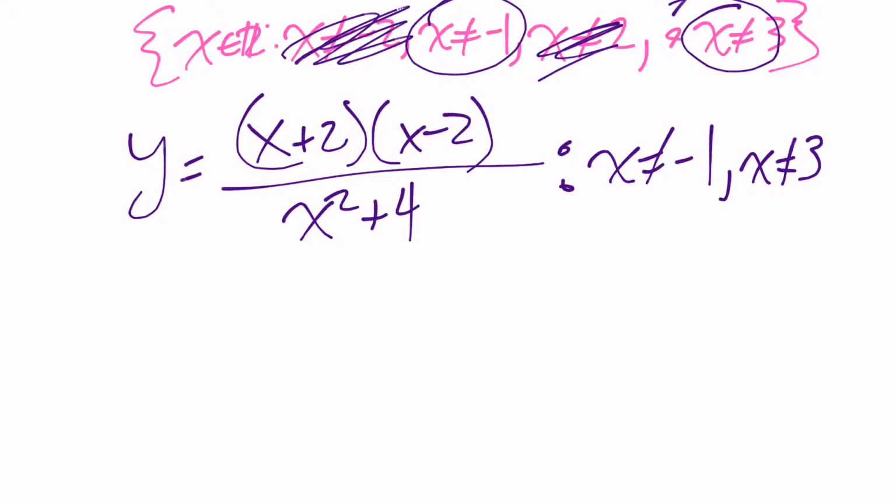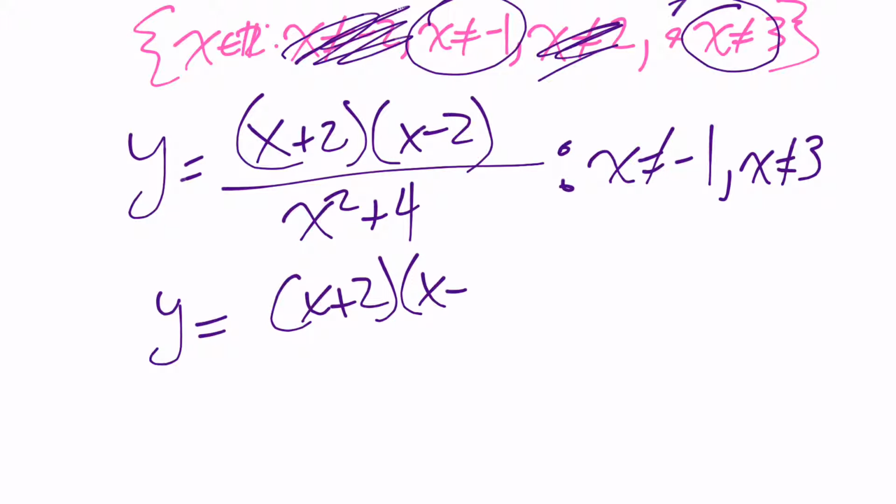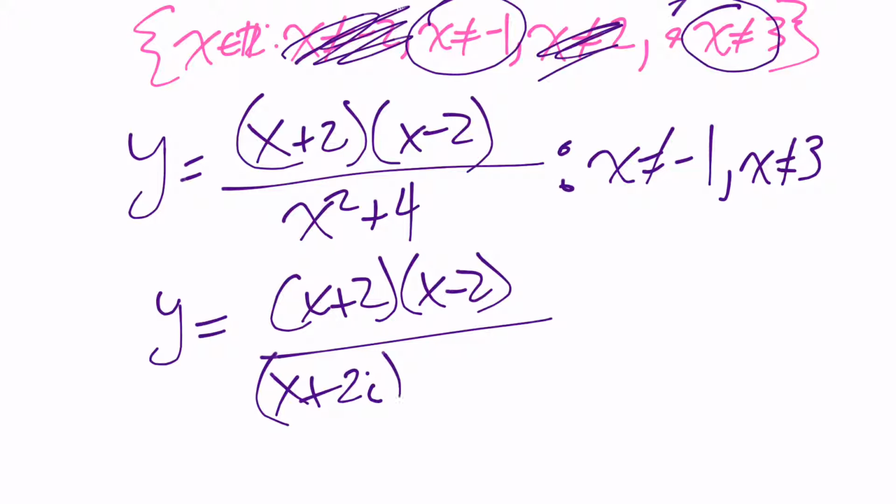Okay? Now, if you're super cool, then you could be like, well, what about this? (x plus 2)(x minus 2) over (x plus 2i)(x minus 2i). Haha, I did it. I factored it. Yeah, you did. Good for you.